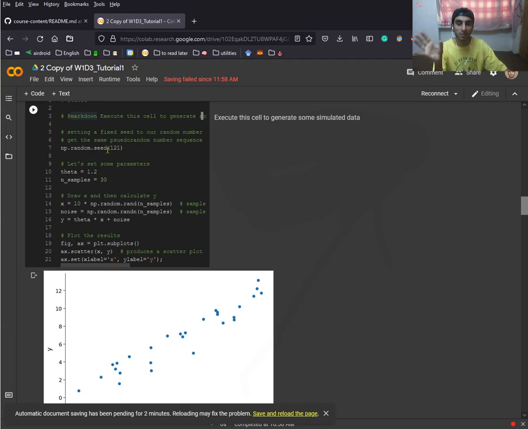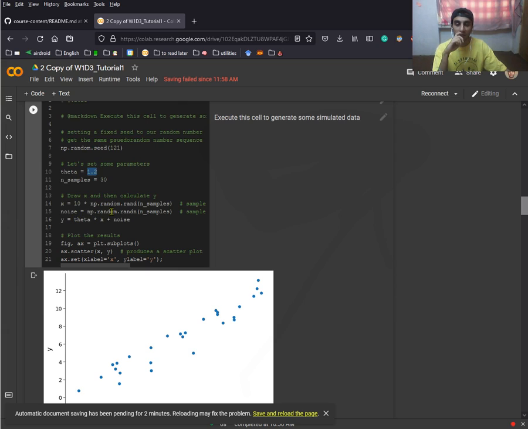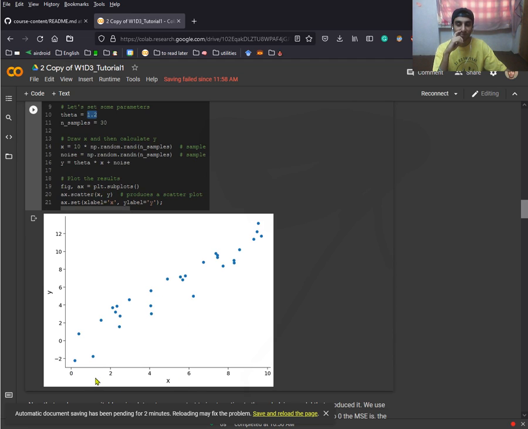For example, in line 7, they froze their random numbers. Then they choose theta 1.2. Remember this value. This is the true slope. I want 30 points. The x values are random numbers between 0 and 10, and they generated some noise. As you can see, they are not exactly in a line. They have some noise added. And then they simply generate y in this way, theta times x plus noise. And they plot it, x, y.